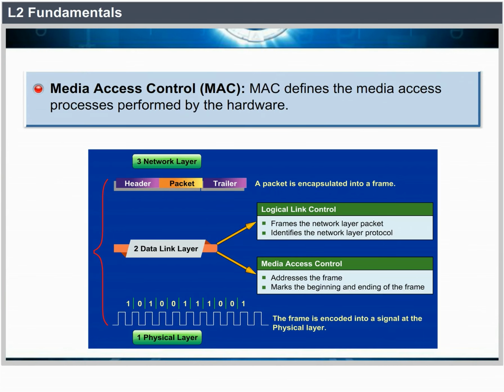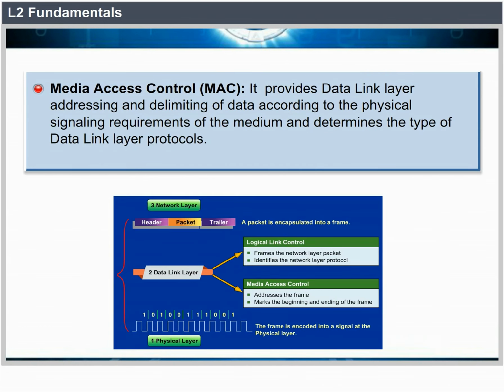Media access control or MAC. MAC defines the media access processes performed by the hardware. It provides data link layer addressing and delimiting of data according to the physical signaling requirements of the medium and the type of data link layer protocols.